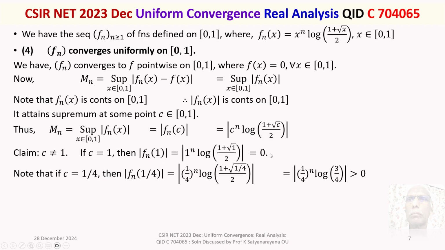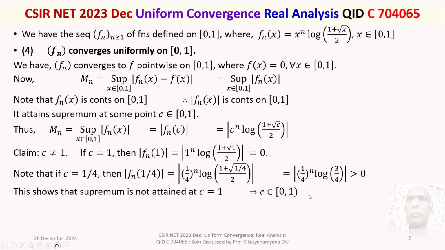So therefore the supremum is not attained at c equal to 1, because positive values exist, and at c equal to 1 it takes the value 0. So this shows that the supremum is not attained at c equal to 1. Therefore, c belongs to the interval [0, 1).